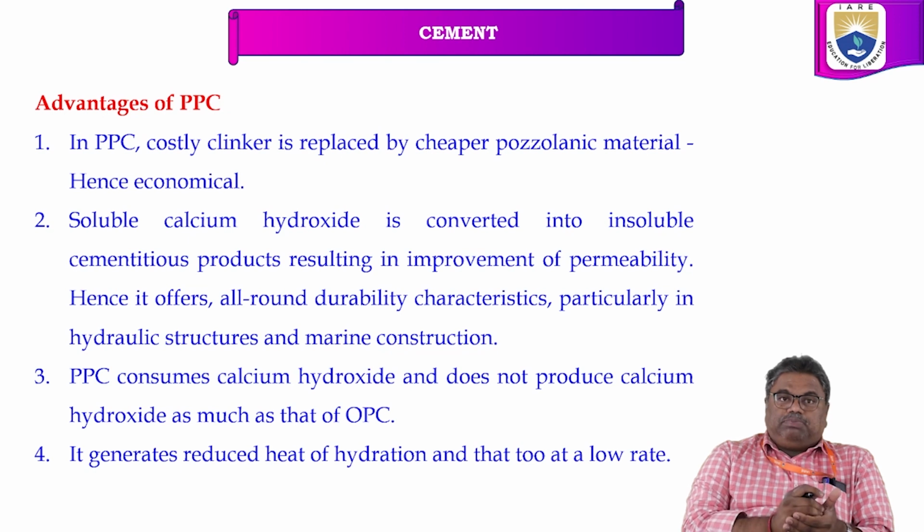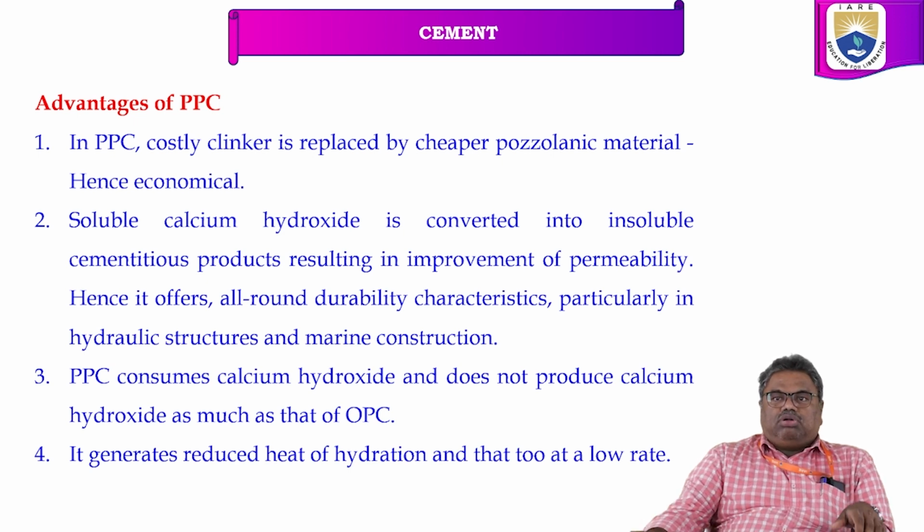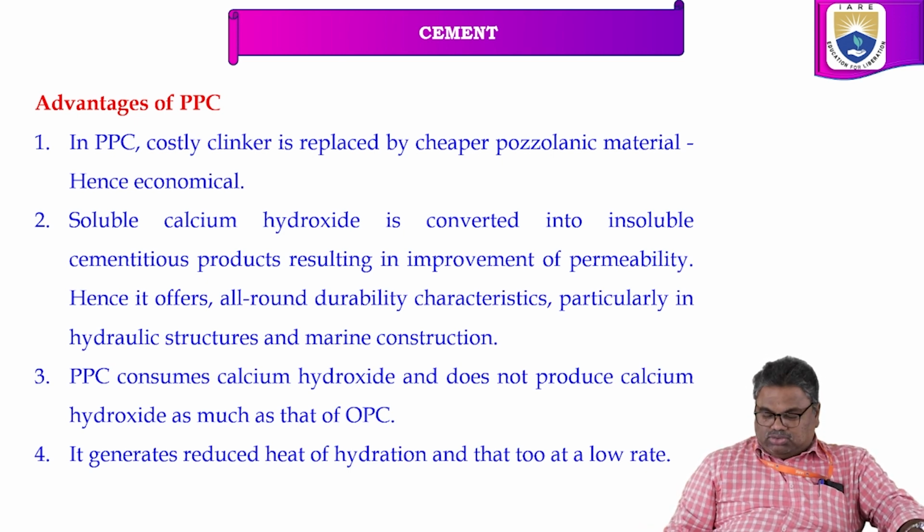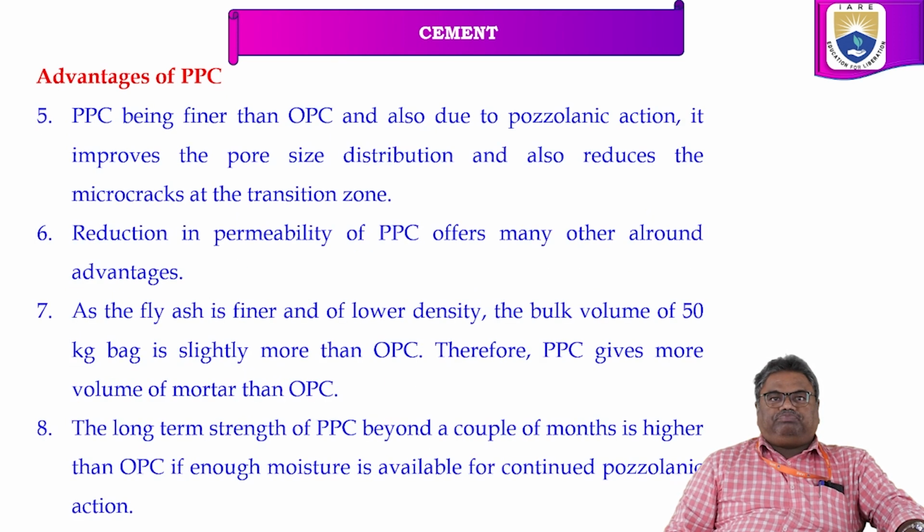So if you are using PPC, you have two more advantages. One is you can reduce the production of calcium hydroxide, and the strength of the concrete also will improve. If you are using Portland pozzolana cement, it generates reduced heat of hydration, and that too at a low rate.